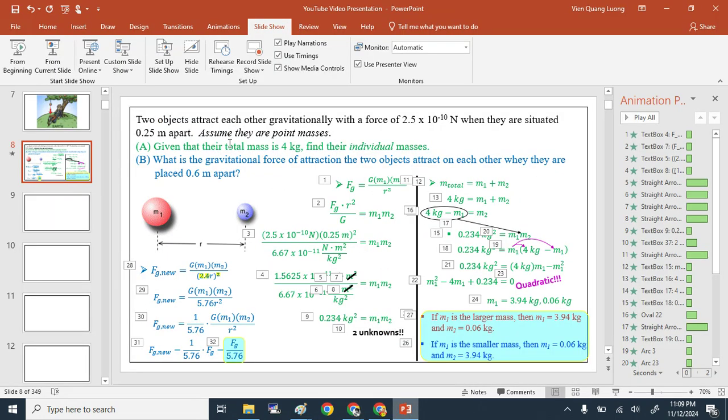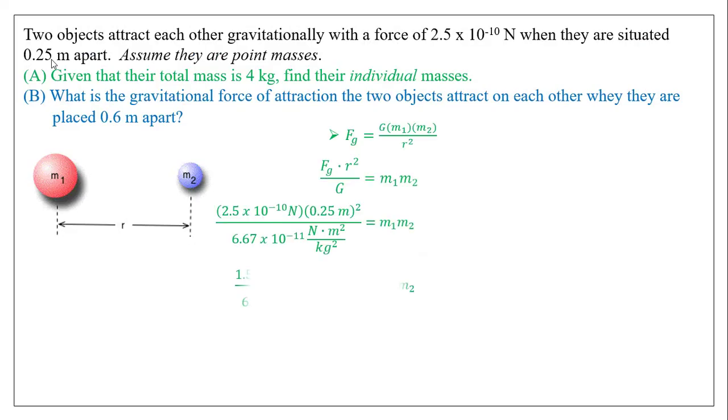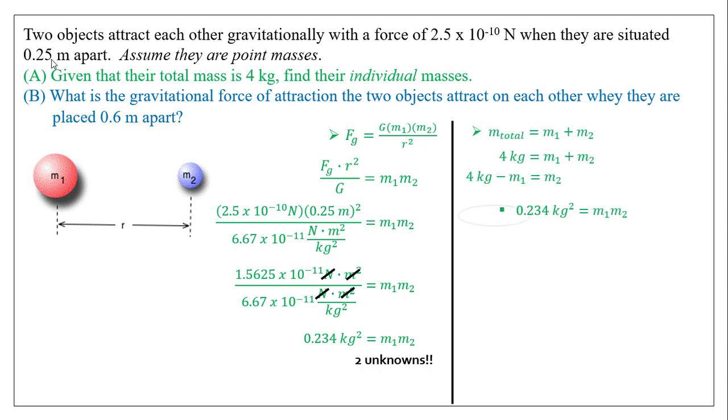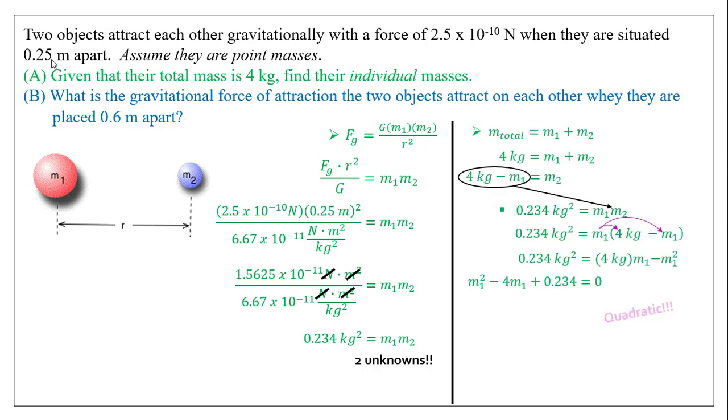All right, so that's that. And let's go ahead and go back to our stuff here. So if you kept up, once you get to here, once again, you do quadratic, and quadratic is going to give us 2 values. Here, m1 is either going to be 3.94 or 0.06. Well, I don't know. The problem didn't say if m1 is the large one or the small one. It just says that their individual masses add up to 4. So I cannot make any assumption that m1 is the big one or the small one.